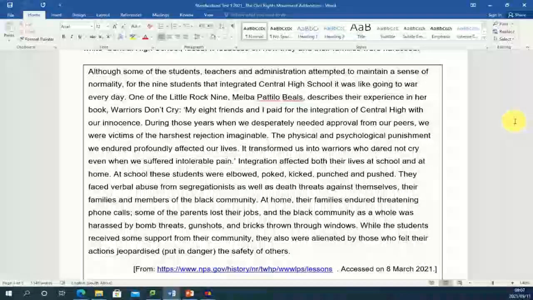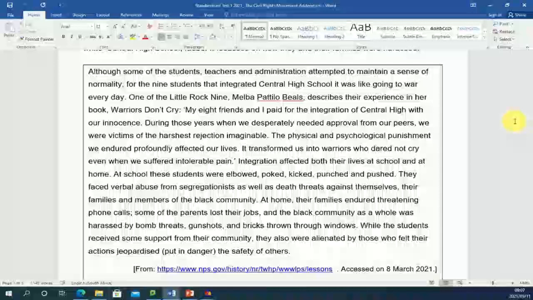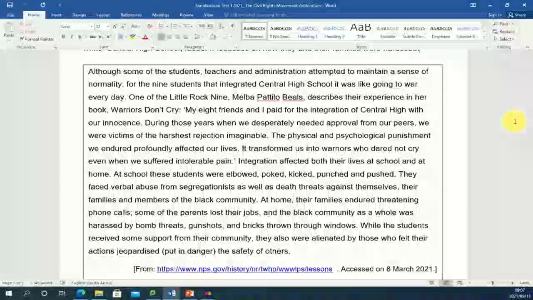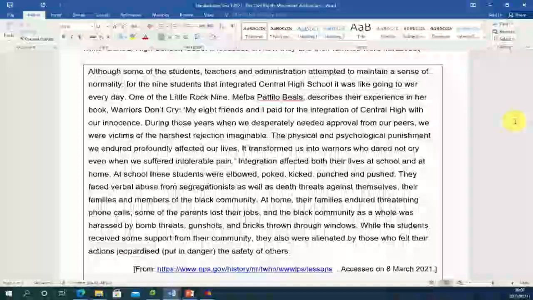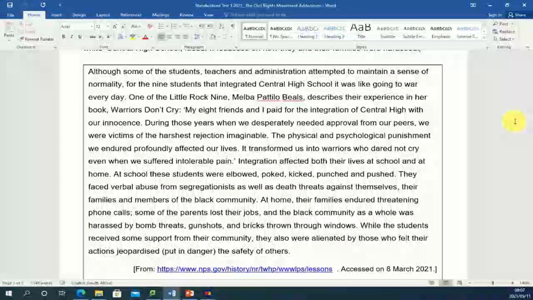My 8 friends and I paid for the integration of Central High with our innocence. During those years, when we desperately needed approval from our peers, we were victims of the harshest rejection imaginable. The physical and psychological punishment we endured profoundly affected our lives. It transformed us into warriors who dared not cry even when we suffered intolerable pain.